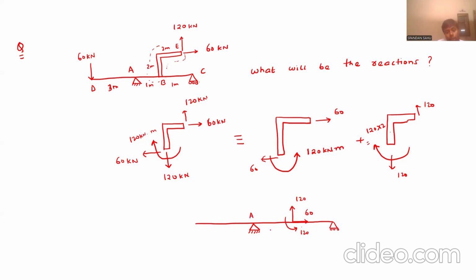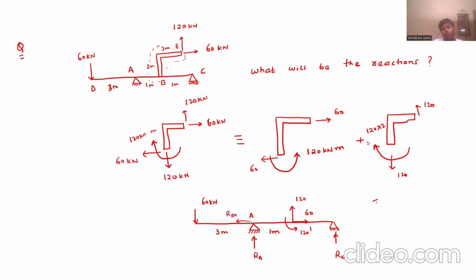Now this is joint A and 1 meter distance is there, and here it is 3 meter, and this is 60 kilonewton. This is joint A, B and C. Now this became a simply supported beam with the AD part being the overhang portion. Now you have to calculate these reactions RA, RB, RC and horizontal reaction RAH.